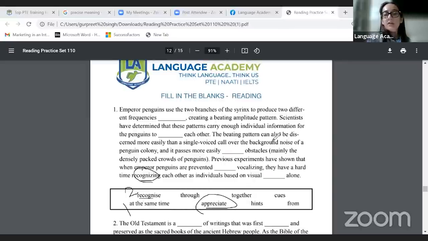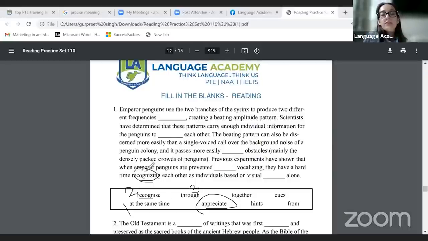The beating pattern can also be discerned more easily than a single voiced call over the background noise of a penguin colony, and it passes more easily dash obstacles. So with passes, we go with through. Like I gave you the example, pass through the tunnel. So those who have noted down that example, you should have referred to that example. That you pass through means you go and cross something, that is pass through. So pass through the obstacles, you cannot say pass from the obstacles. From is used with source of something.